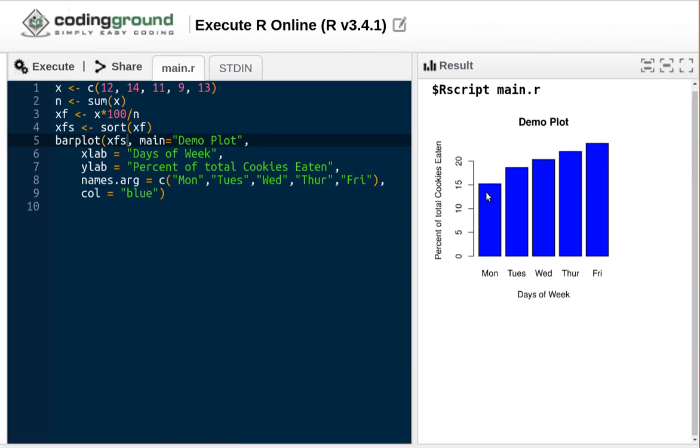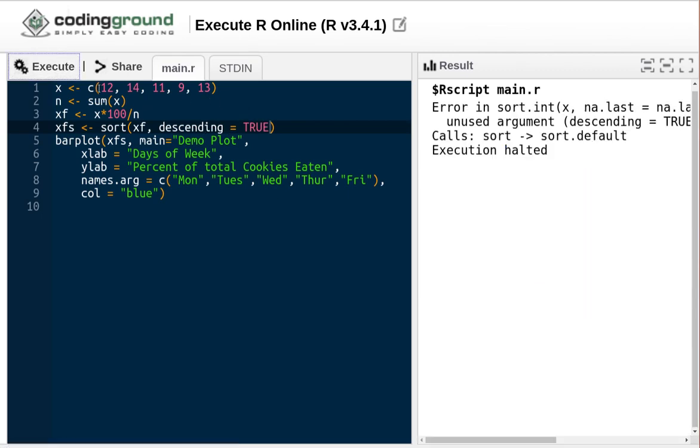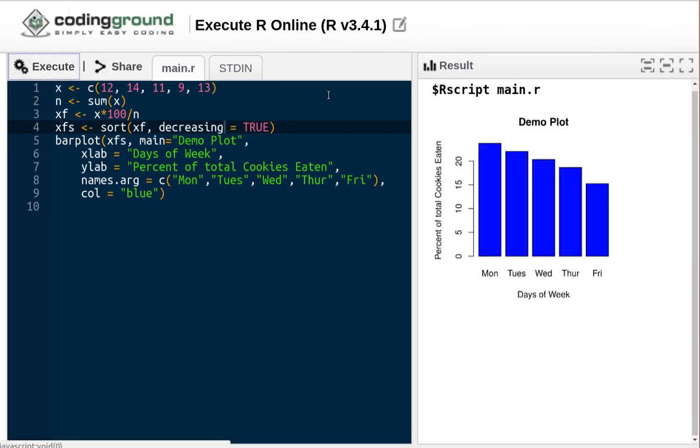And the problem is now it's sorting it in, it starts from the smallest and goes to the largest. That's because the sort command by default has descending equal to false. So we need to tell R to sort with descending equal to true. I used the wrong word here. It's not descending, it's decreasing. So decreasing equals true. And so now it's going the right way.